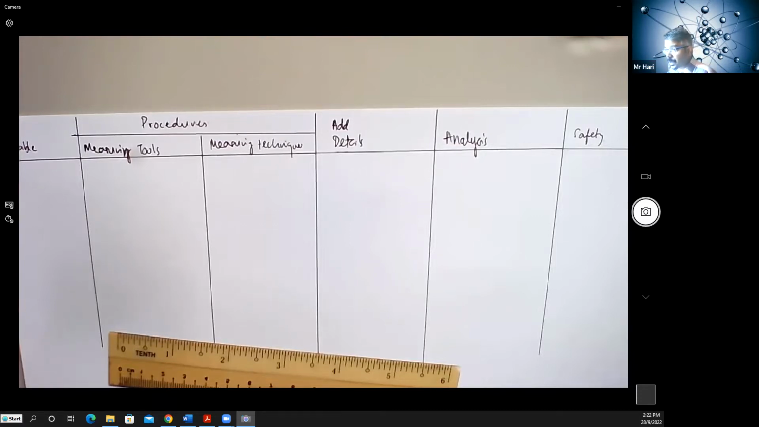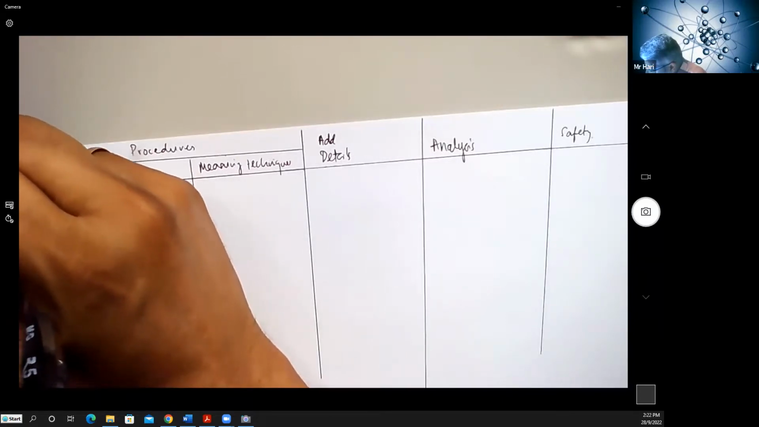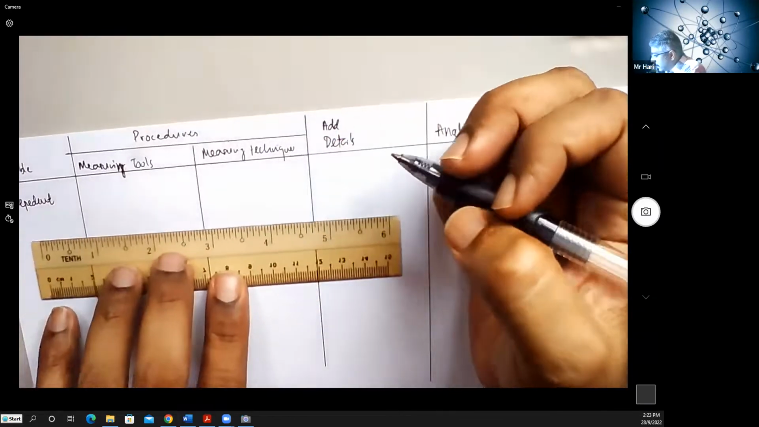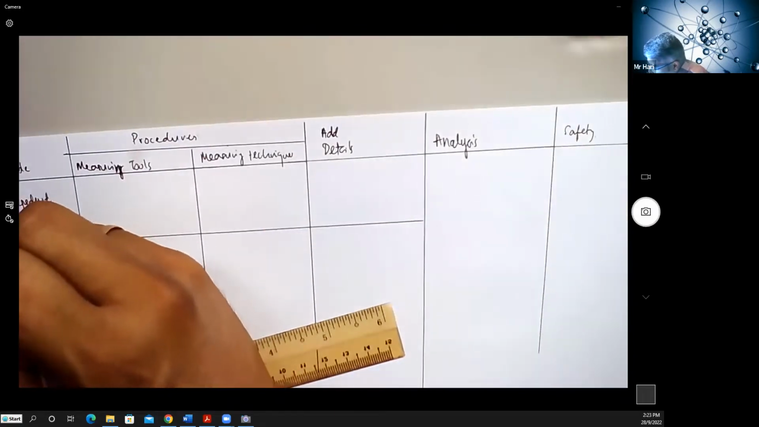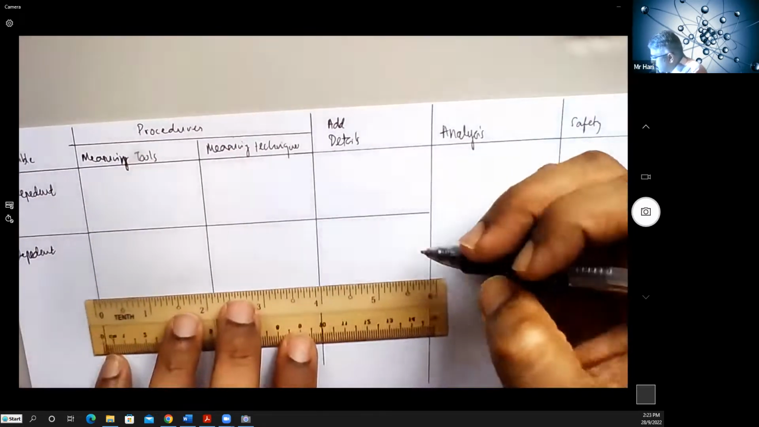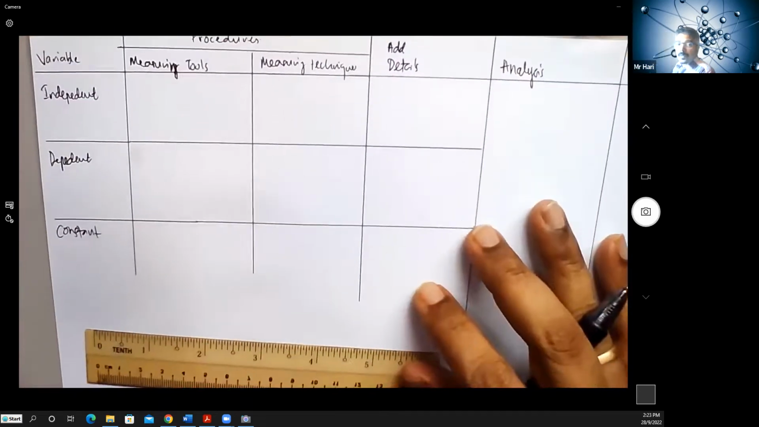Can someone type it out? Fantastic. 3, yes. So we have the independent. We're going to write like this. Then we have the dependent. All right. And we have the constant. So these are the 3.